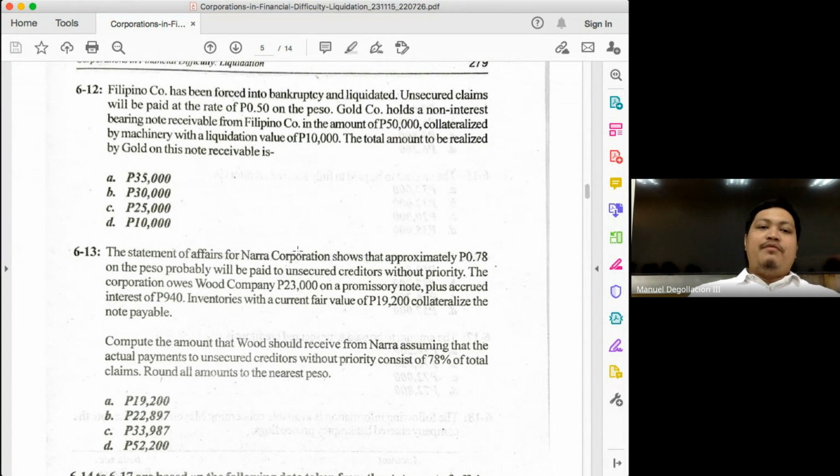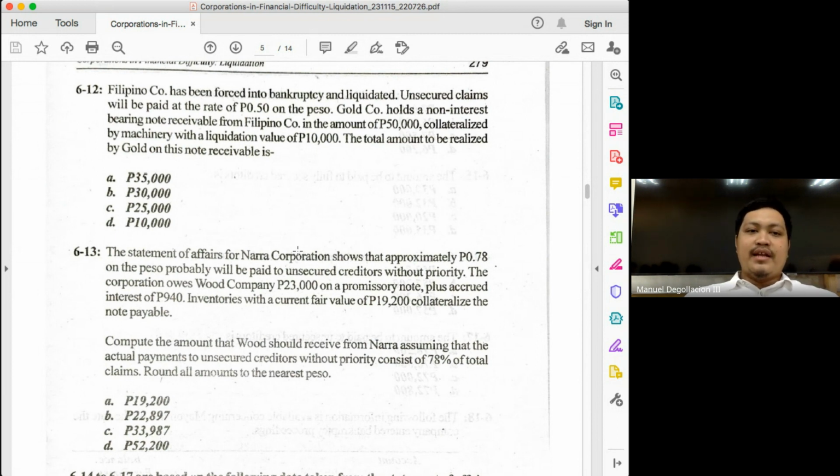Filipino company has been forced into bankruptcy and liquidated. Unsecured claims will be paid at the rate of 50 centavos on the peso. From this problem, class, can you already be asked how much is the recovery rate? The recovery rate in this problem is 50%. Because basically, your recovery rate tells you how much you would get for every peso of claim. So if the recovery rate is 50%, that means you would get 50 centavos for every peso of claim.